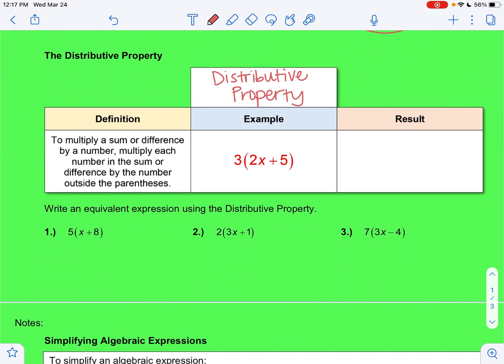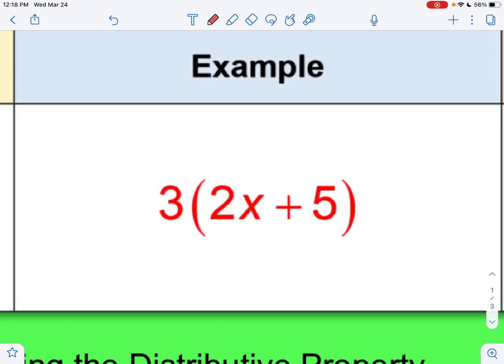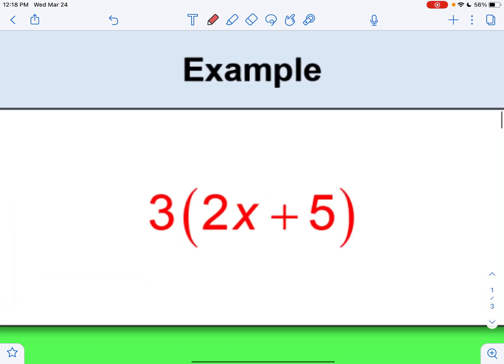Moving on to the second part of our lesson, we're going to talk about the distributive property. Here's your definition: to multiply a sum or difference by a number, multiply each number in the sum or difference by the number outside the parentheses. That probably sounded like a bunch of jumble, so let's practice.